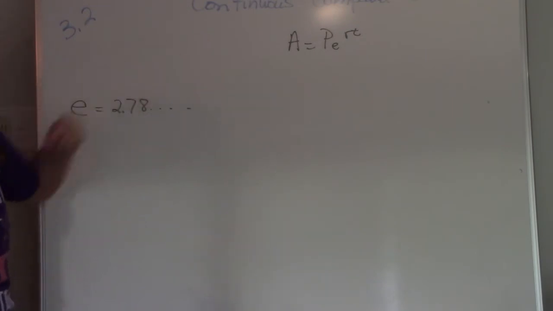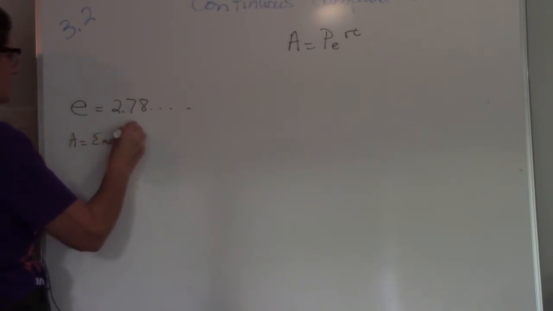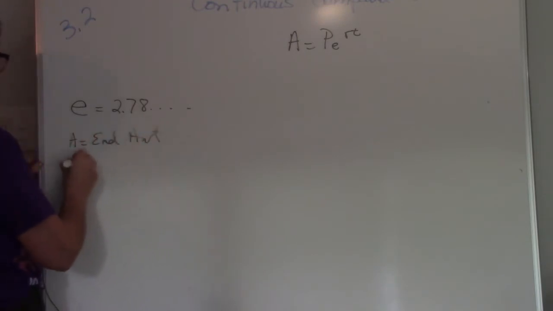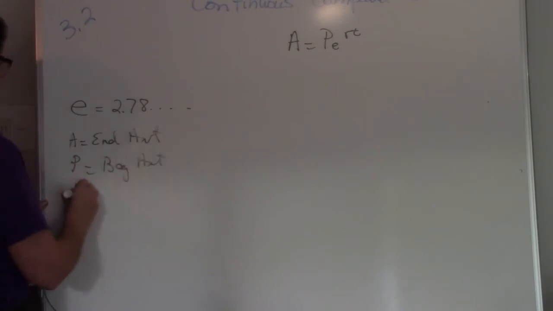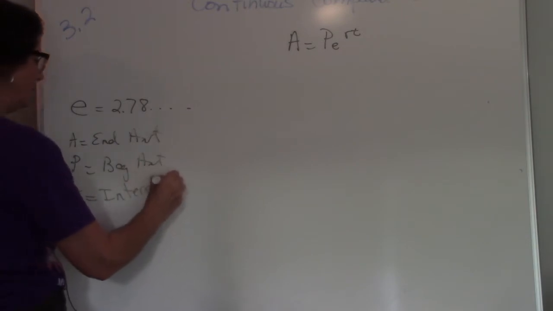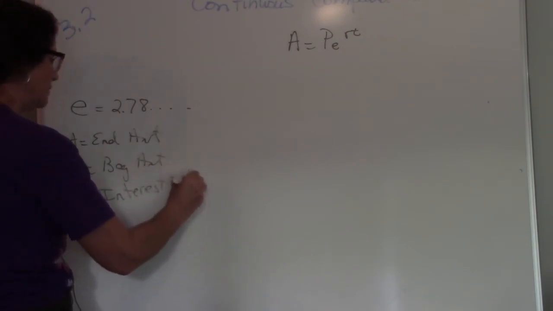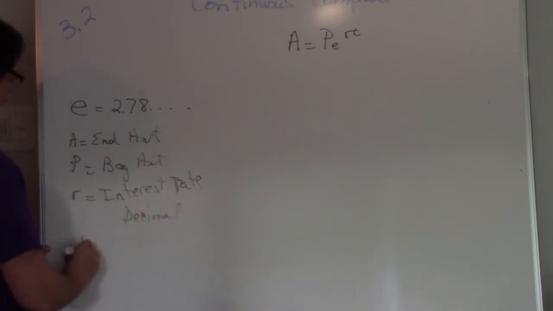So the variables all mean the same. A is my ending amount. P is my beginning amount. R is my interest rate. Again, rate has to be a decimal. And T is time in years.